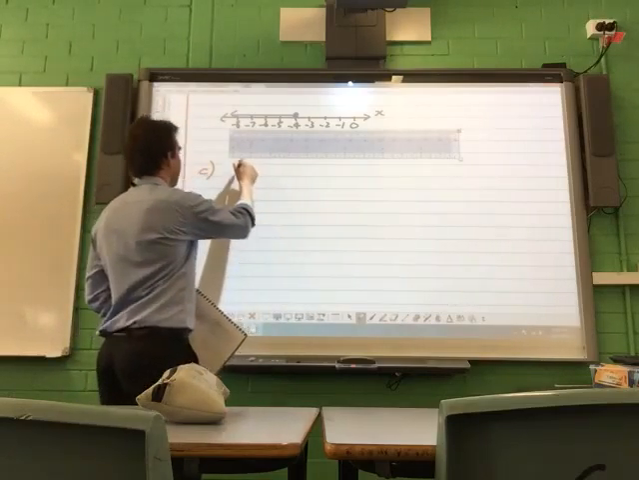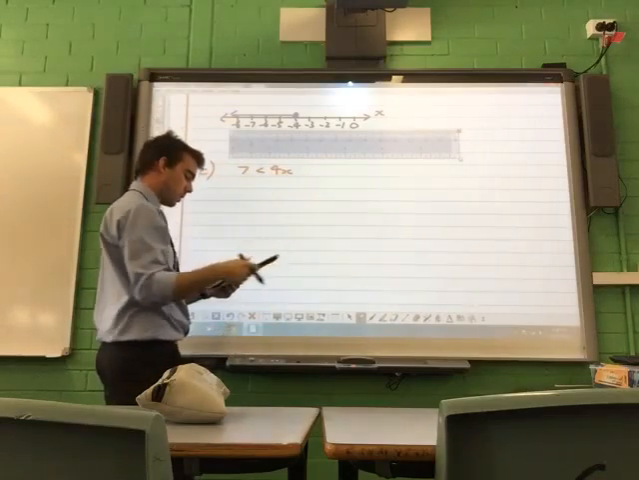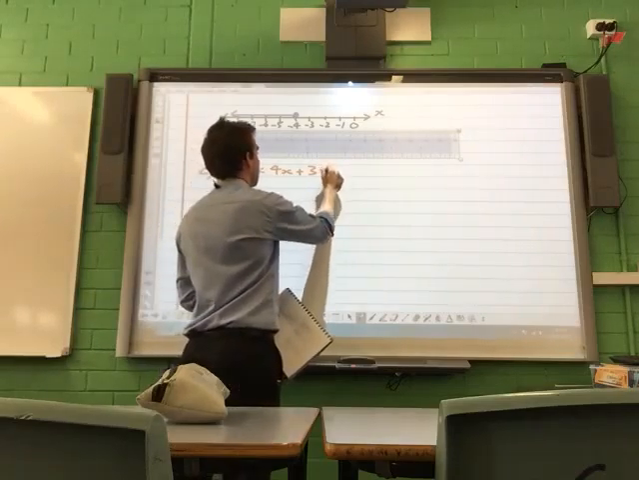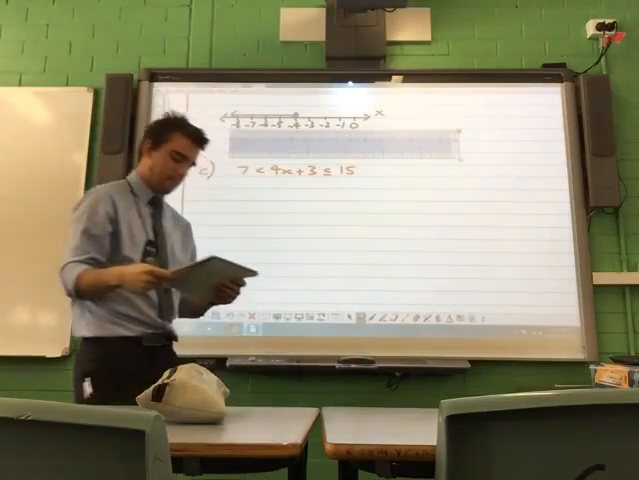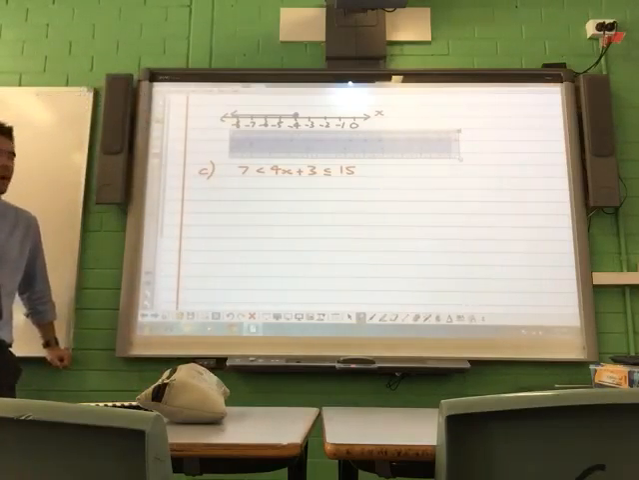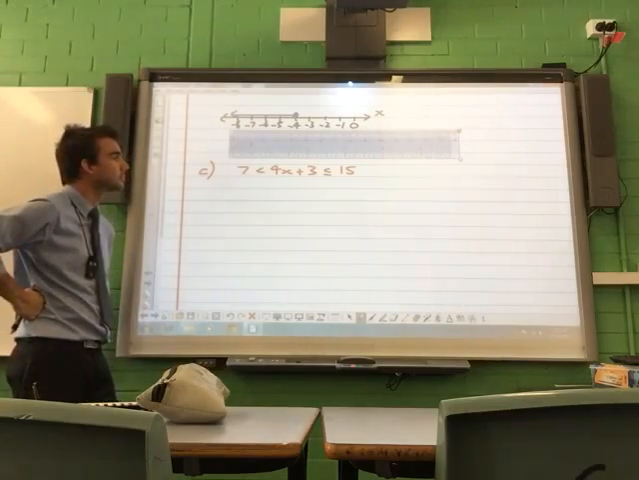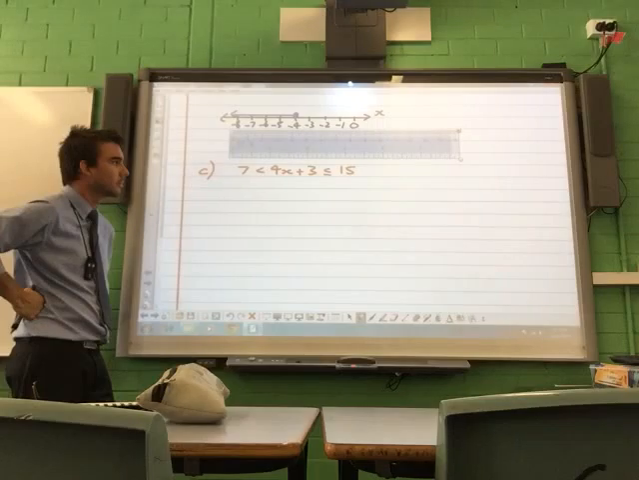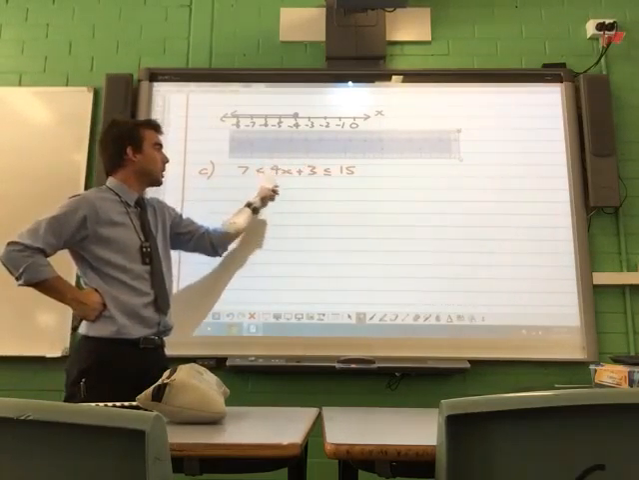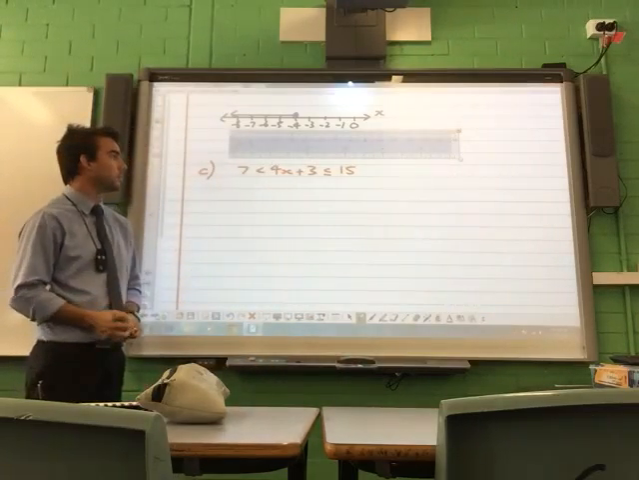Okay, something a bit different. 7 is less than 4x plus 3, which is less than or equal to 15. Okay, something a little bit different. Okay, so basically what I need to achieve is get x by itself in this middle thing by doing the opposite operation.